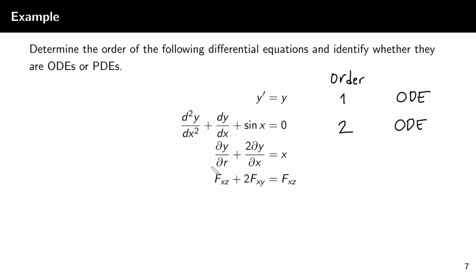And sa pangatlo, we have both first derivatives. So partial y over partial r, that's order 1, and partial y over partial x, order 1 din siya. So order 1 lang itong equation natin, and this is a PDE. And then we have this. So ito, nag-differentiate tayo ng dalawang beses. Dito rin, dalawang beses. Also here. So 2 yung order nito, and we have a PDE.